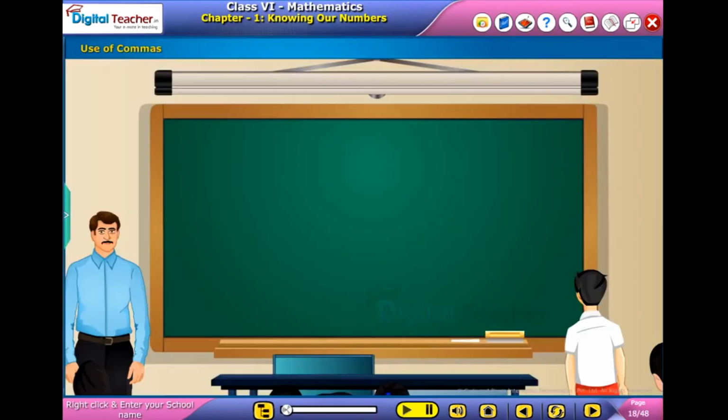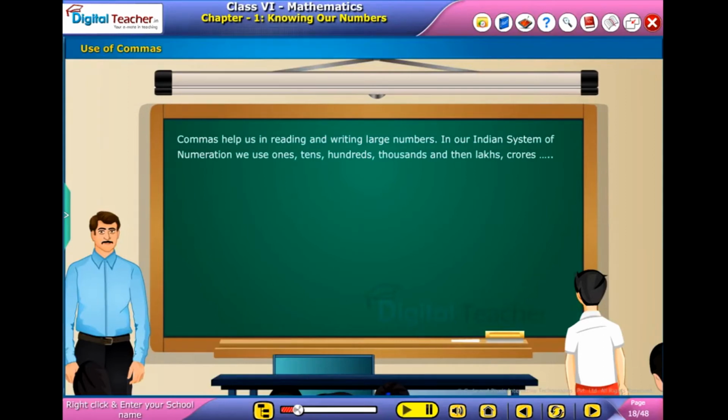In this section, we are going to learn about using of commas in appropriate places in large numbers. We have often used commas while writing numbers. Commas help us in reading and writing large numbers. In our Indian system of numeration, we use ones, tens, hundreds, thousands, and then lakhs, crores, and so on.